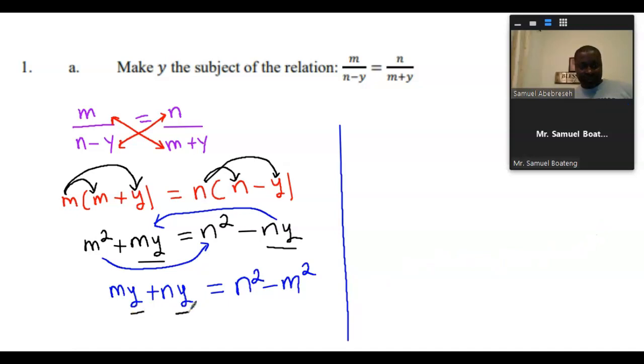Factorize Y out. Y times M plus N. Then you close the bracket, equal to N squared minus M squared. The question is, we want to make Y stand alone. So we have on the left-hand side Y times M plus N. So what we can do is to divide both sides by M plus N.